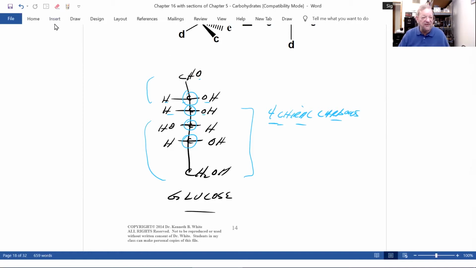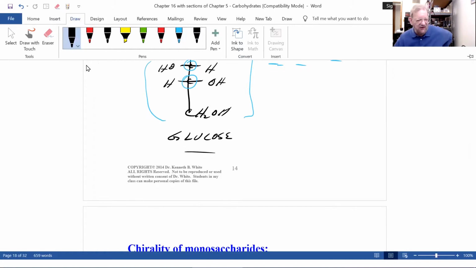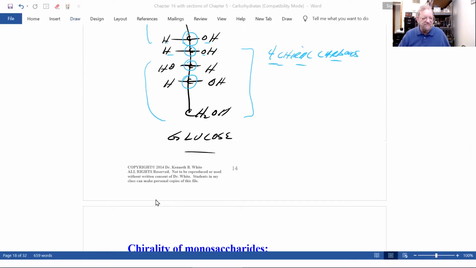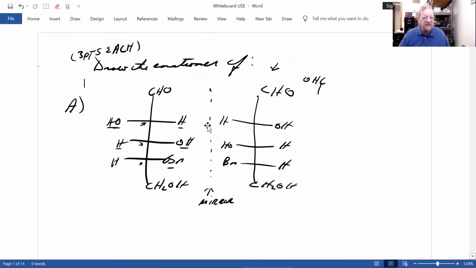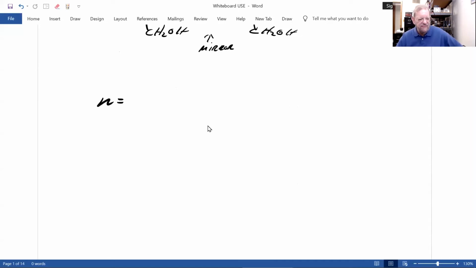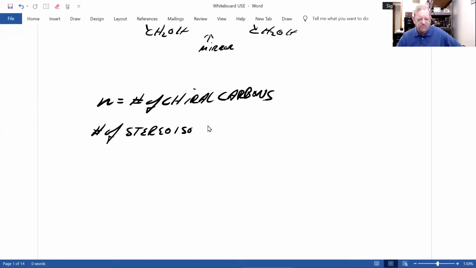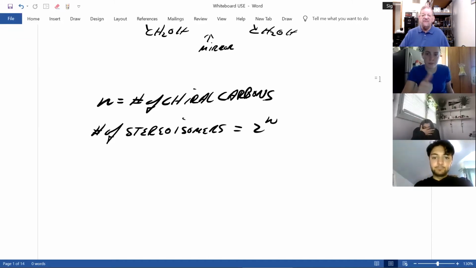Now, one of the things I won't put on a test, but I think it's interesting to know about, is stereoisomers, both enantiomers and diastereomers. Let me go to the whiteboard, I got more room. And hopefully everybody, did you see my whiteboard? This won't be on the test, but I thought it'd be interesting.